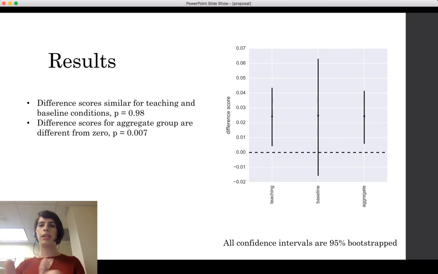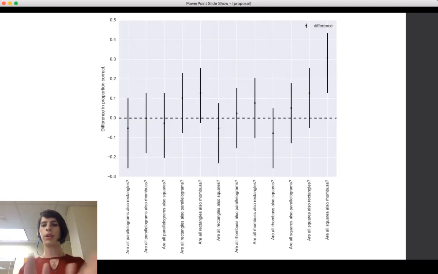So here are the difference scores broken up by question. So here are the 12 questions. Most of them are not significantly different from 0. There's one that may be, but this is post hoc, so it's hard to say exactly.